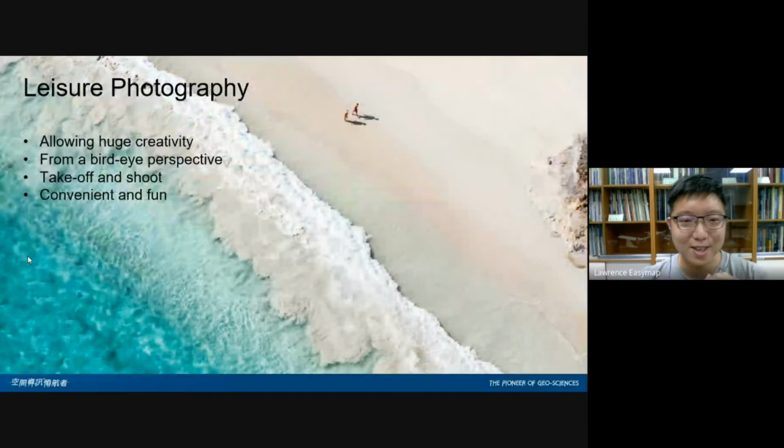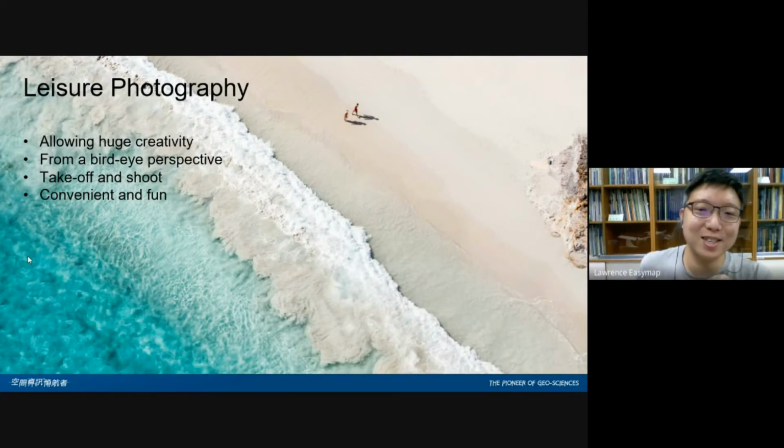Okay, it's really nice. It really recalled my memory of traveling. I really want to go outside now, but unfortunately, with the COVID situation, we can't do it right now. But let's come back here. For leisure photography, of course, it allows a wide range and huge amount of creativity. It can be very handy: you can take out your UAV, take off, take a picture or video, and get some very nice captures. It can be very convenient and fun.